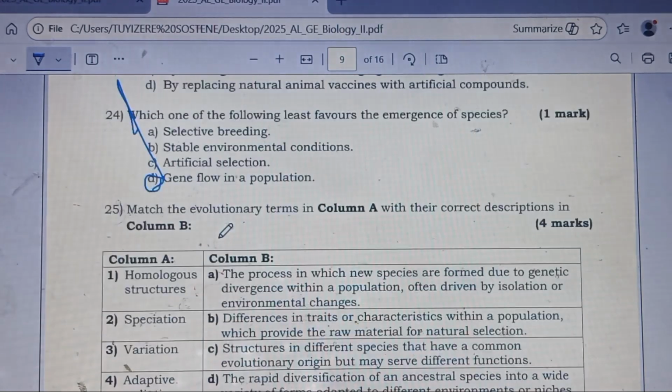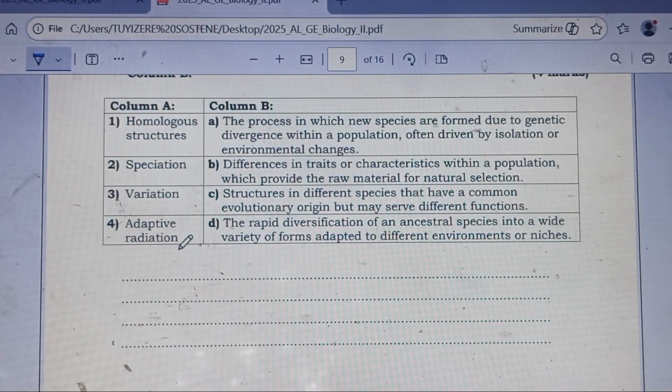Question number 25. Match the evolution term in column A with the correct description in column B. Here, we have homologous structure, speciation, variation, adaptive radiation. Let me match. For 1, it corresponds with C.